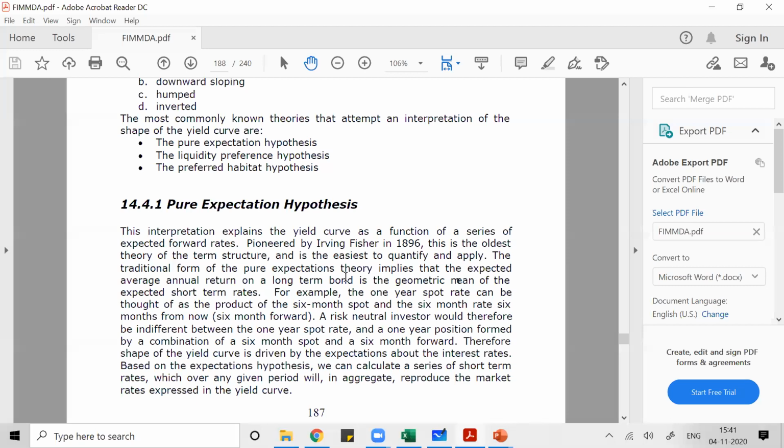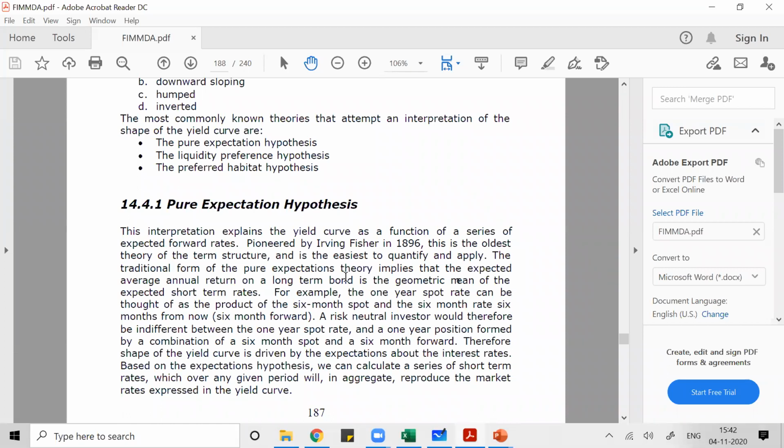The pure expectation theory implies that the expected average annual return on a long-term bond is the geometric mean of the expected short-term rates. For example, the 1 year spot rate can be thought of as the product of the 6 month spot rate and the 6 month rate for the 6 months from now. So basically, the pure expectation theory says that the long term rates you see for a debt instrument are derived from the geometric mean of the short term rates of the debt instrument.